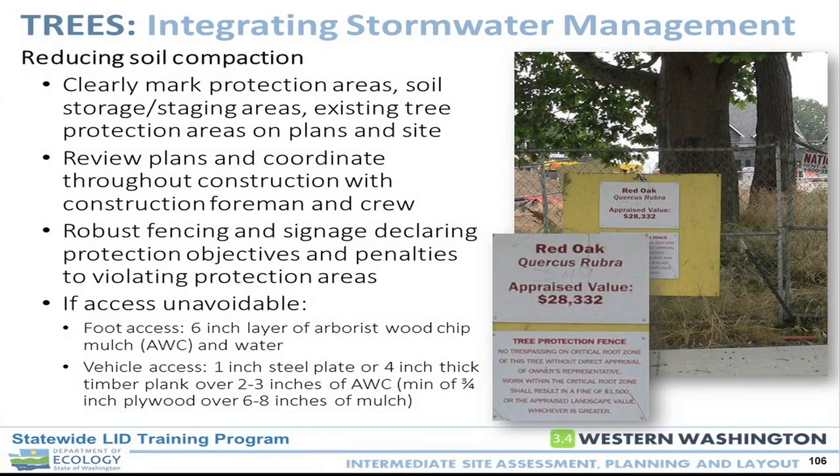If access is unavoidable, there are some rules you can follow to hopefully preserve those trees. For foot access, 6 inches of arborist wood chips. That's your easier scenario. Of course, vehicle access is going to be much more challenging: 1-inch steel plate or 4-inch thick timbers over 2 or 3 inches of arborist wood chips. If there's no choice, you've got to access, you've got to protect those roots. The roots that are important for transfer of water and nutrients to the tree are very shallow in the surface of the ground. So if you compact soil 6 inches deep, you're likely going to have significant impact on that tree.